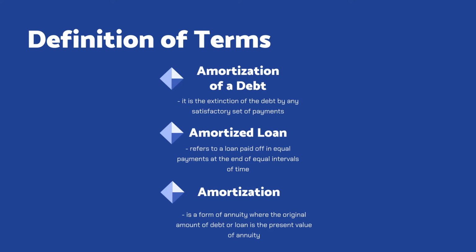In the proceeding, we have amortization of a debt. It is the extinction of the debt by any satisfactory set of payments. We also have amortized loan, which refers to a loan paid off in equal payments at the end of equal intervals of time. Lastly, in this slide, we have amortization. It is a form of annuity where the original amount of debt or loan is the present value of the annuity.